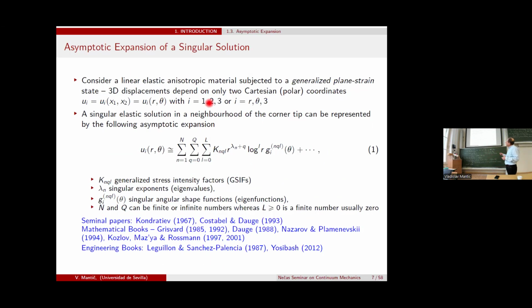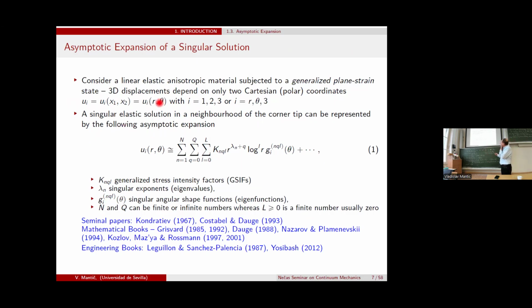There are some classical results. If we consider the generalized plane strain, which we are considering in this talk, we consider three displacements in Cartesian coordinates as a function of just two Cartesian coordinates x1 and x2. So u1 and u2 are in-plane displacements, and u3 is the out-of-plane displacement.